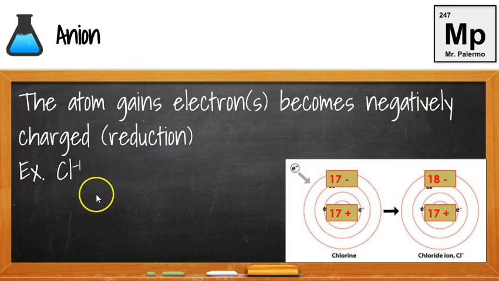So let's look at the chloride ion formation. So here's the chlorine atom. Again, atoms are electrically neutral, so the positives equal the negatives. So 17 protons, 17 electrons. Now if we gain an electron, we now have 18 electrons, so 18 negative charges, but only 17 positive charges. So overall, we have one extra negative charge, indicated by the -1 for our ion symbol.